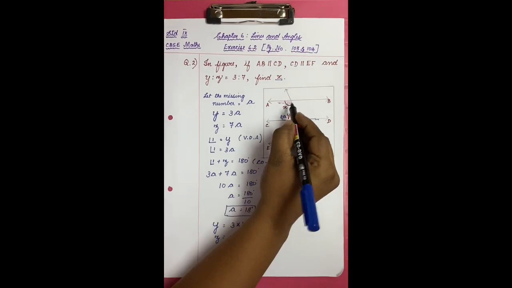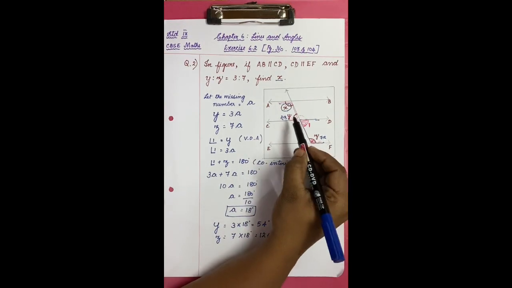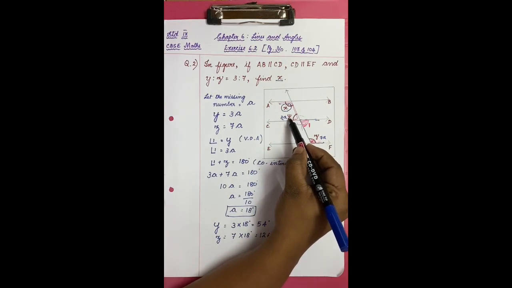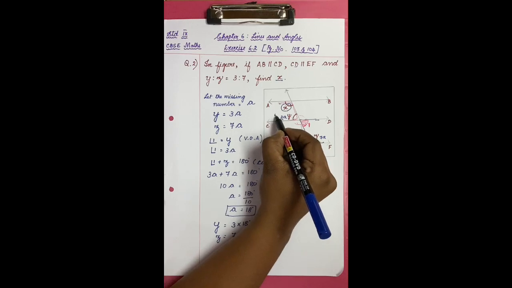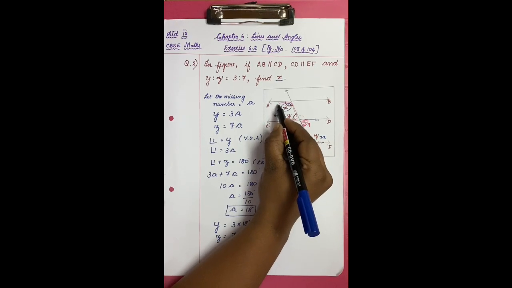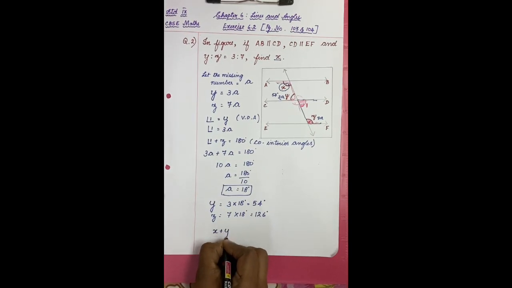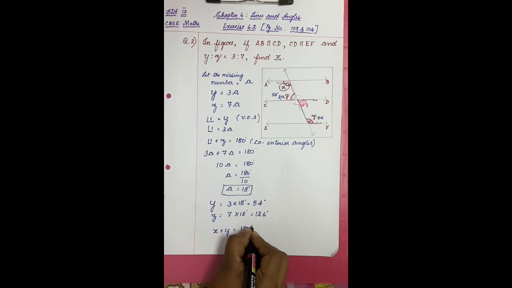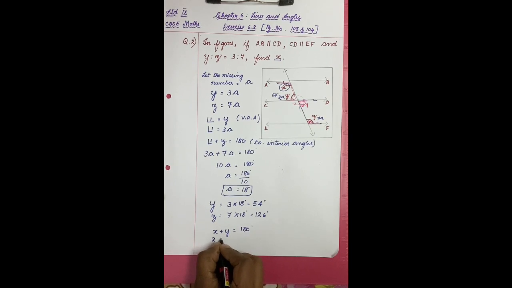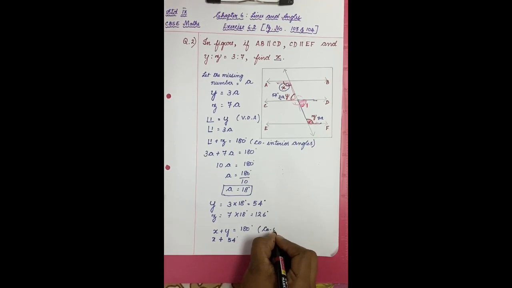Now, our main target is to find the value of this x. Now I know the y value. What is the y value? 54 degrees. This is 54 degrees and this is a co-interior angle. I can again use this: x plus y is equal to 180 degrees. So x plus y, and we have just found 54 degrees, and this condition is because it is co-interior.